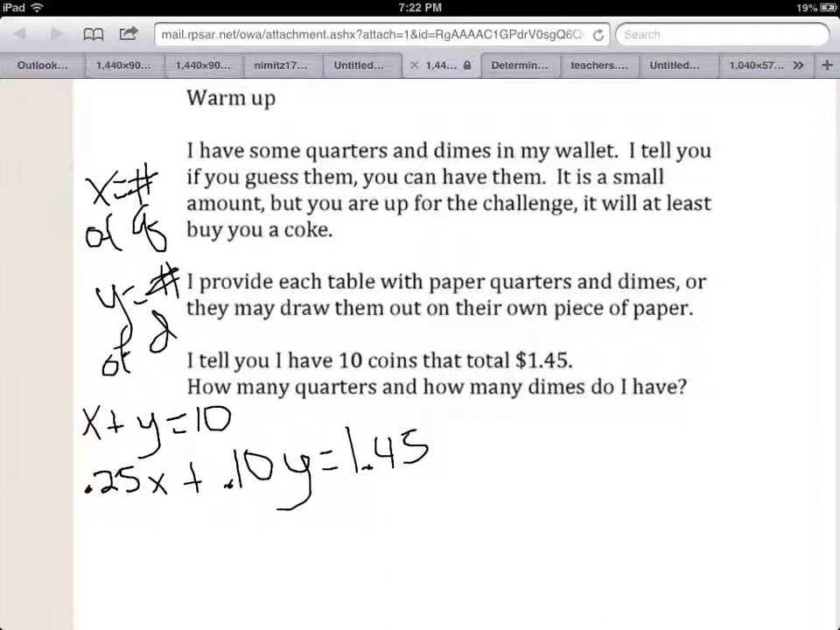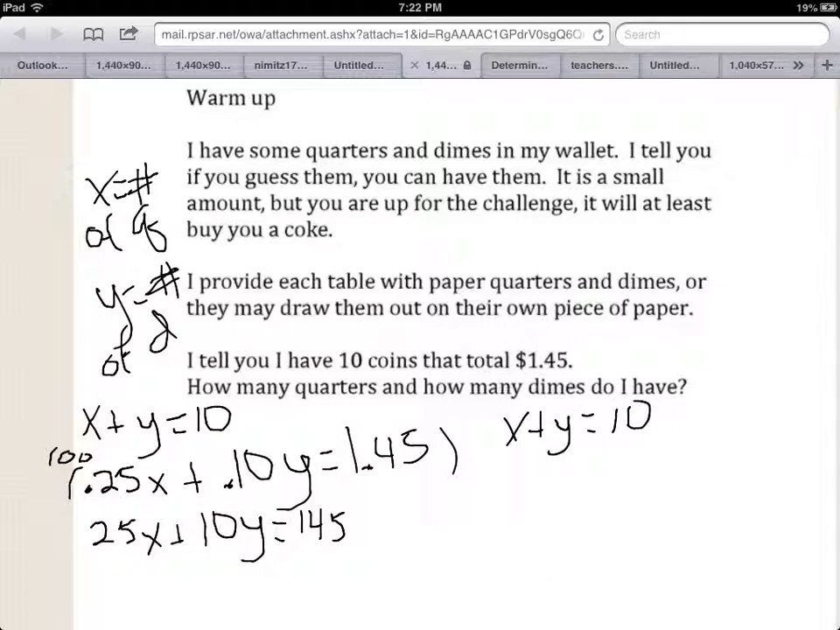Some students do get confused about how to write the decimal for change. It's surprising, but it's out of 100, so you talk about it being the hundredths place. To get rid of the decimals on the bottom, I'm going to multiply through by 100. And remember, you can multiply by a constant as long as you multiply through the entire equation, on the left-hand side and the right-hand side, so that would be 25x plus 10y equals 145.